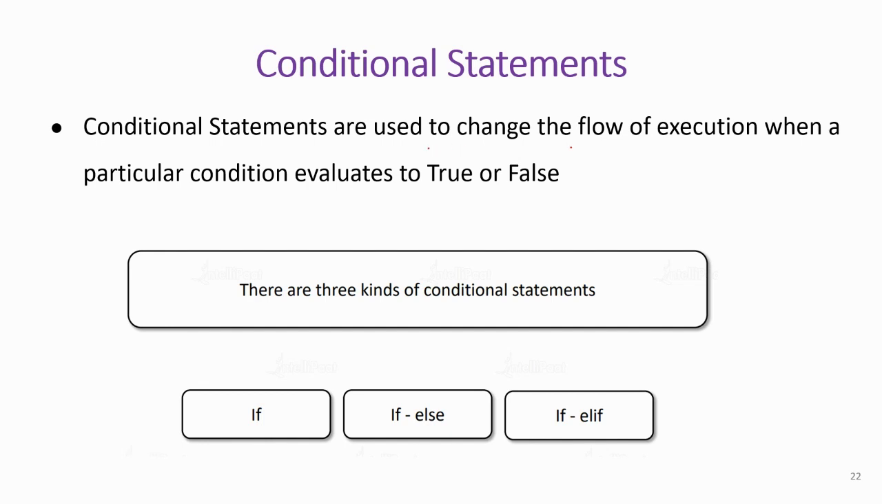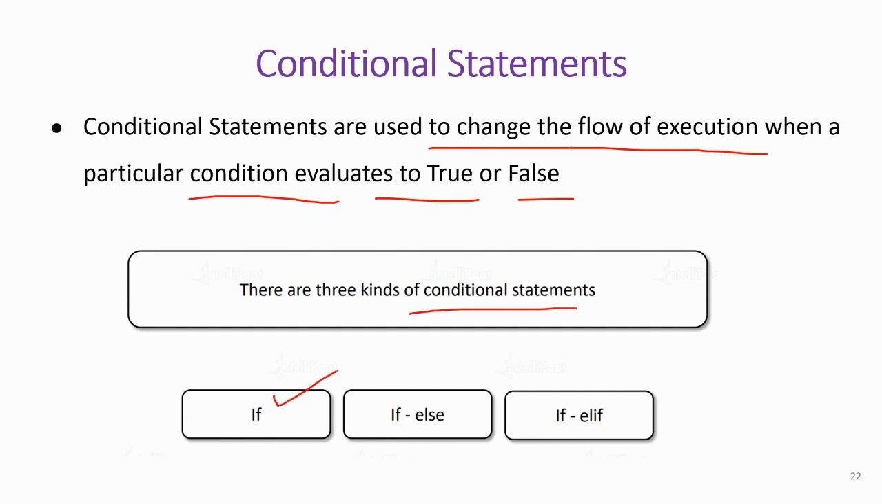Conditional statements are used to change the flow of execution when a particular condition evaluates to true or false. There are three kinds of conditional statements. First one is the if statement, then the if else conditional statement, then the elif statement. Elif will be used inside the if. We will see it later. So first one, the if statement.